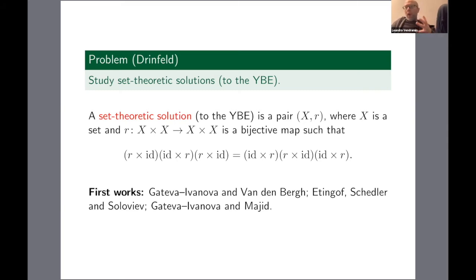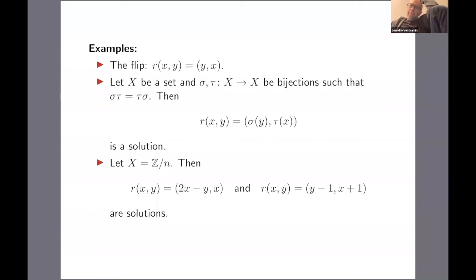So what I want to try to do here is to use a simultaneous generalization of groups and rings, which we know as braces. So let me first give you some examples of solutions. The flip is going to be the trivial solution for us. The only thing that this map does is to switch x and y.